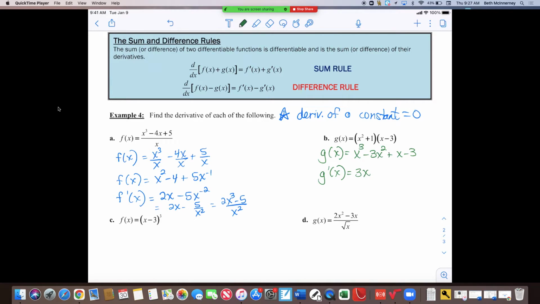So I get 3x squared minus 6x plus 1. Don't forget the derivative of a constant is 0. So that's where the minus 3 went.